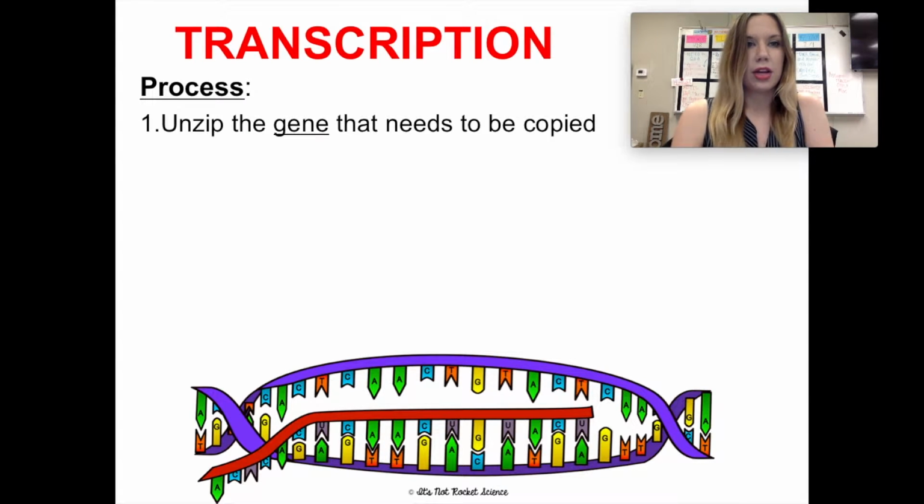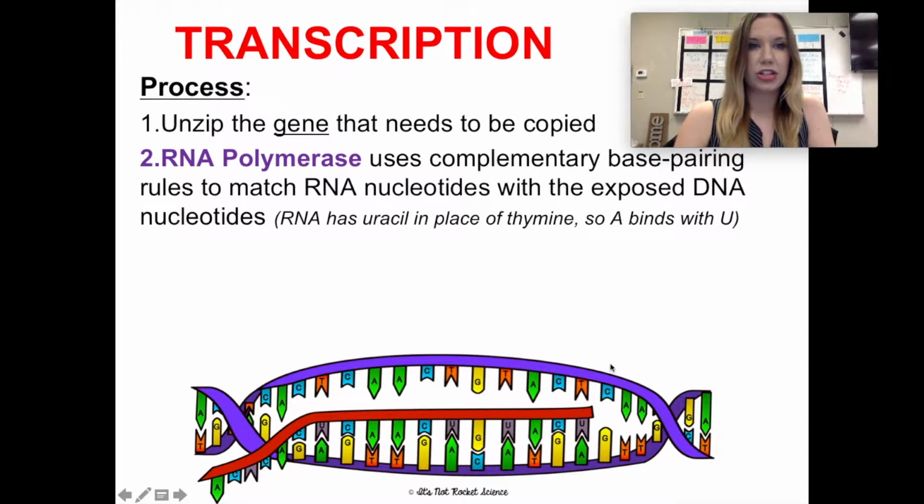So the process. First, we have to unzip the gene that needs to be copied, right? Because we're trying to build a protein, and we need those instructions. And genes are very specific sections of DNA that contain those instructions. So we unzip it, just like we did in DNA replication.